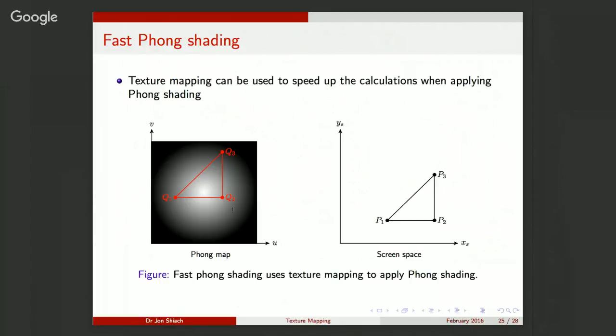And what fast Phong shading does is it takes your polygon and it calculates what the equivalent vertices are on this Phong map, and it applies this map to your screen space. So it's called fast Phong shading. It's actually a texture mapping technique. Calculating all the normal vectors would be too computationally expensive, so we use what we call fast Phong shading.